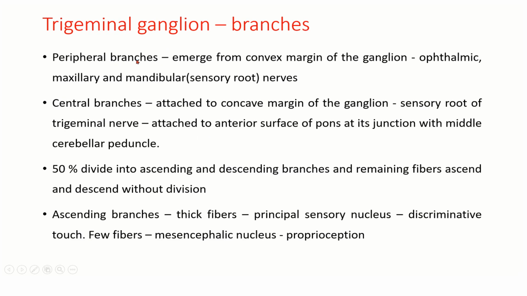So branches: peripheral branches emerge from convex margin of the ganglion. So they form three divisions, the ophthalmic, maxillary and mandibular nerves. So central branches attached to concave margin of the ganglion, sensory root of the trigeminal nerve, attached to the anterior surface of the pons at its junction with middle cerebellar peduncle. So 50% of the fibers divide into ascending and descending branches, and remaining fibers ascend and descend without division. Ascending branches are thick fibers, goes to principal sensory nucleus, which are concerned with discriminative touch. Few fibers goes to mesencephalic nucleus, which are concerned with proprioception.